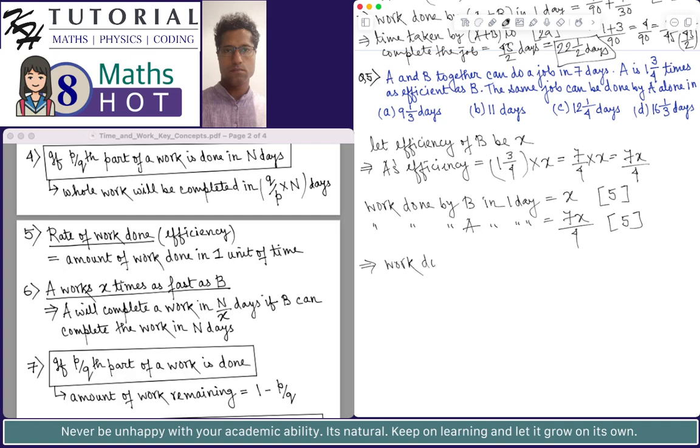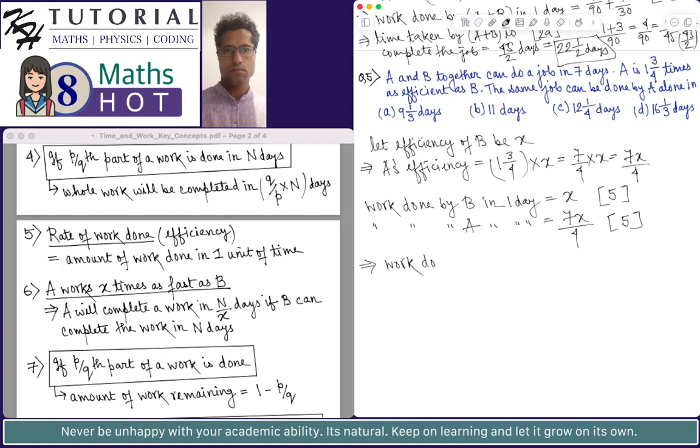Now what is said? The same job can be done by A alone in how many days? So to find that, we have to find what is the amount of work done by A in one day. So we need to find X. Now how do we find X? We have to use the information that A and B together can do a job in 7 days.